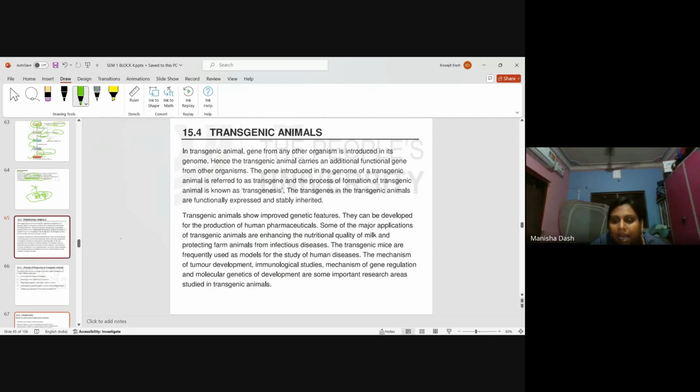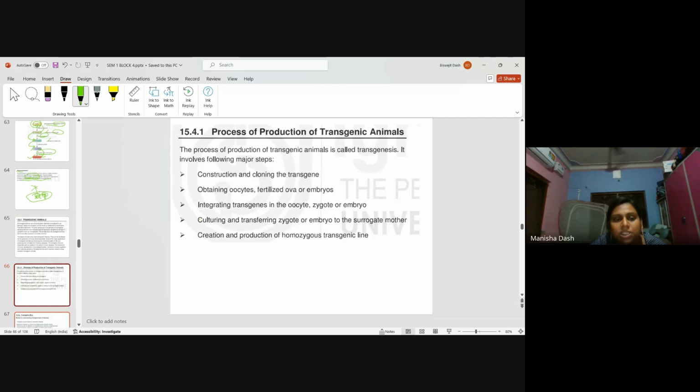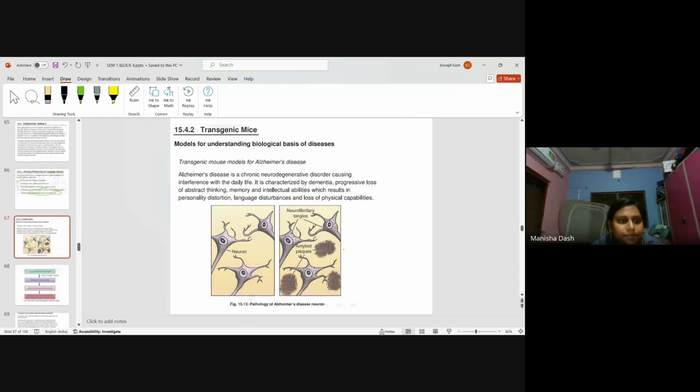Then there are transgenic animals also. Similar to plants, these are animals containing foreign genes or genes from other animals. The steps for production of transgenic animals include construction and cloning of the transgene, obtaining the oocytes, fertilized ova and embryos, then integrating the transgene into the oocyte, zygote or embryo, then culturing and transferring the zygote or embryo to the surrogate mother, and creation and production of the homozygous transgenic line. So these are the steps of producing a transgenic animal.